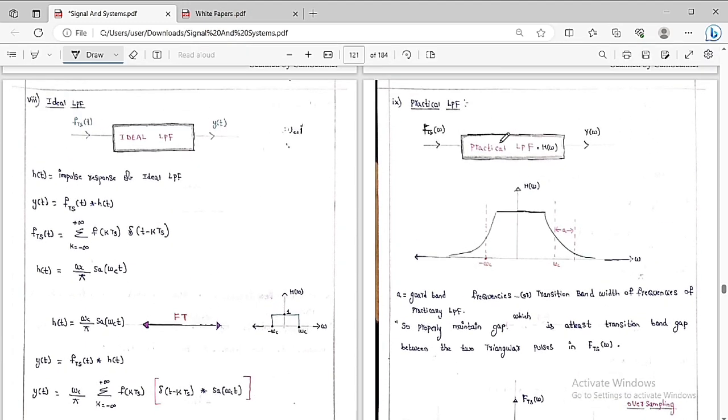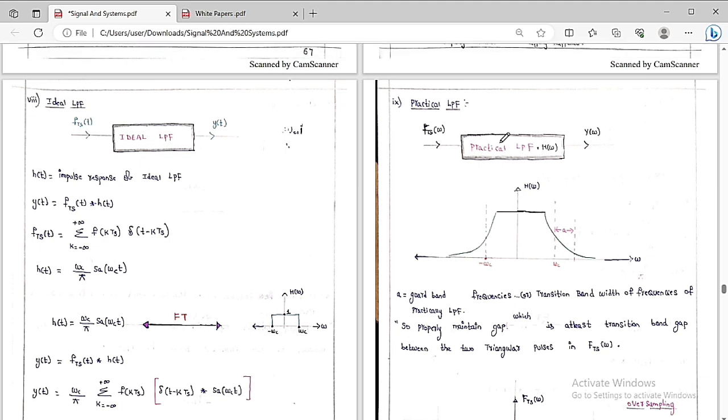Now we are going to discuss the next point, which is the practical low pass filter. See, building an ideal low pass filter is a very severe pain in the neck. Why is it like this? Because if you see clearly, h of t is given as omega c by pi into sinc of omega c t. So what is the expansion of this one? I can write it like this: h of t is equal to omega c by pi into sinc, which is sine x by x.